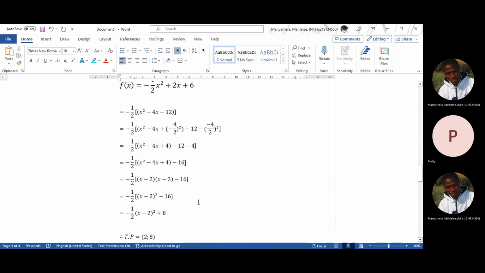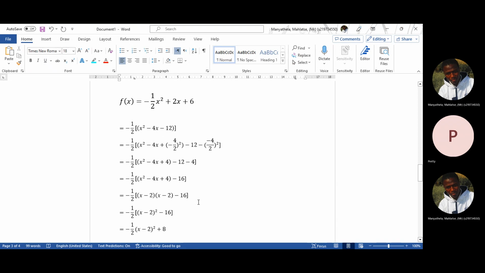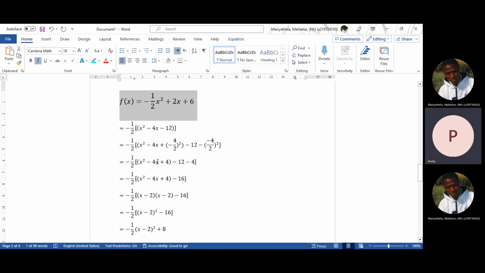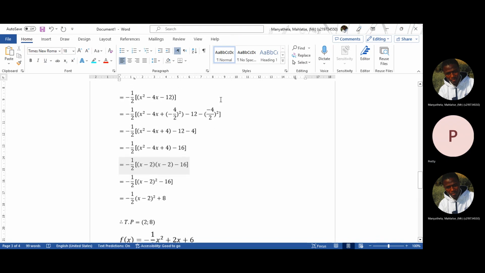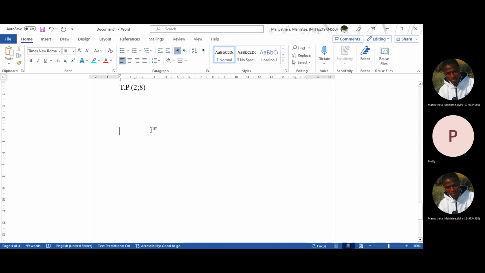So you'll just decide, but the advice is the 2 methods, because we write the equation of f in the form y equal to a into x minus p all squared plus q. If the equation is given like that, just know that you need to complete the square, and this is the process of completing a square.